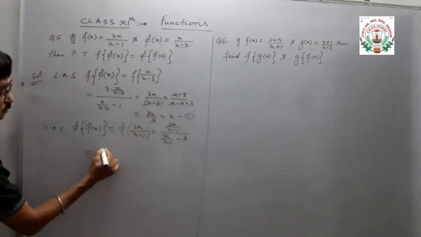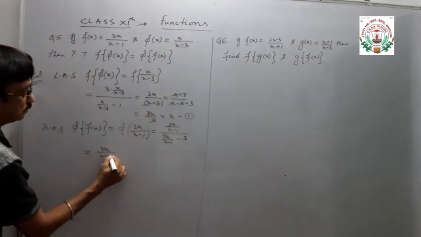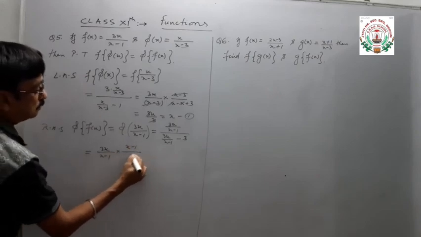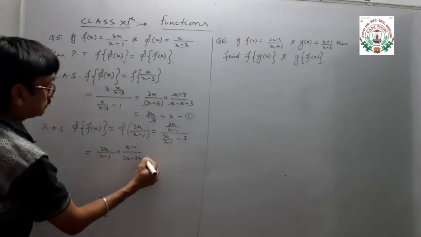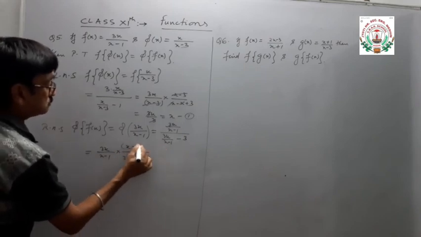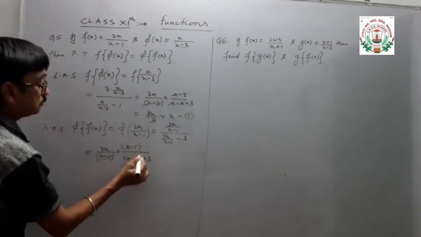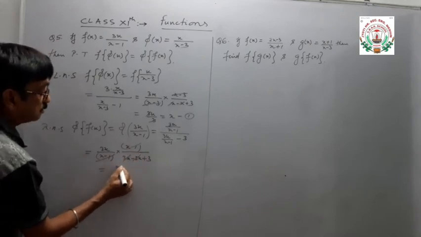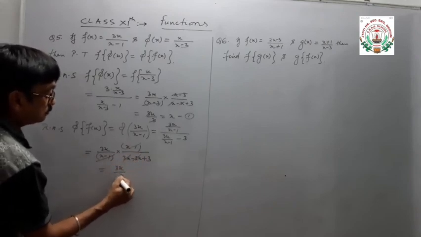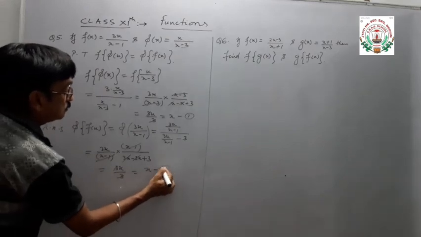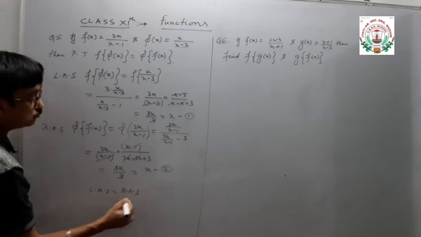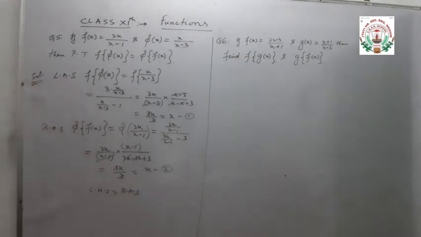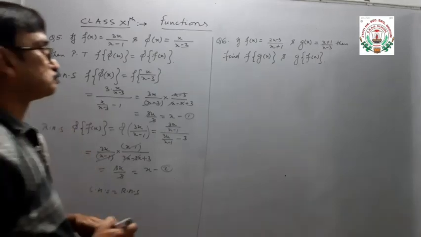Now simplify. 3x upon x minus 1, reciprocal after LCM. 3x minus 3x and plus 3. So this x minus 1 will be cancelled out. Minus 3x plus 3x cancel. 3x upon 3, that becomes x. So from equation 1 and 2 we can say that LHS is equal to RHS. Now let's move to this very important question, question number 6.